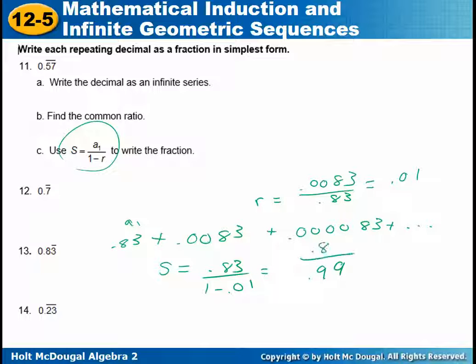And this is 0.83. Now I'm going to multiply top and bottom by 100 so that I don't have the 2 decimal places there. So that's 83 over 99, and then we need to see if we can simplify that. You can't divide either of them by 3 or 9 or 11, so this is our fraction if you can't simplify. So 83 over 99 is the answer for number 13.